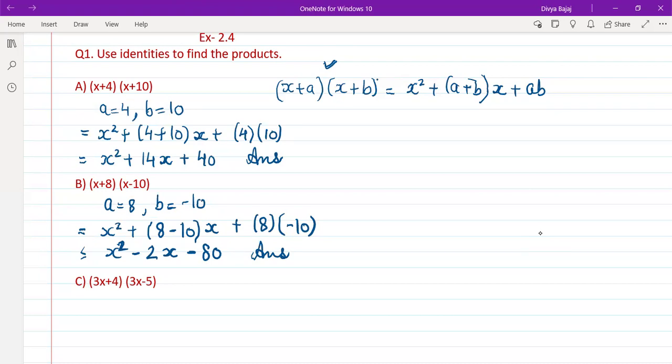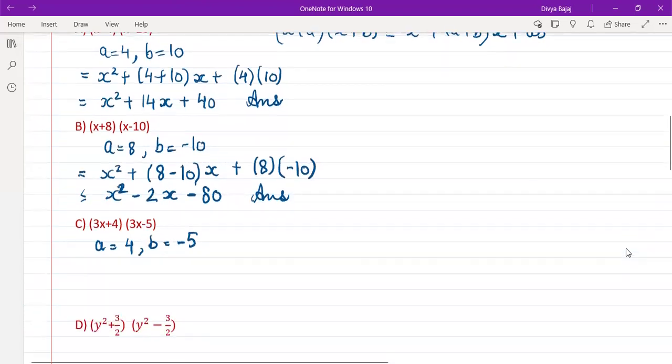Here also, if you see the question carefully, it is 3x in the first bracket, and in the second bracket also it's 3x. So it's also using the same identity where a is 4 and b is again in the negative form, minus 5. And our first term is 3x and 3x. Applying the same identity, we are going to take the square of the first term, but here the first term is 3x. So it will be (3x) squared.